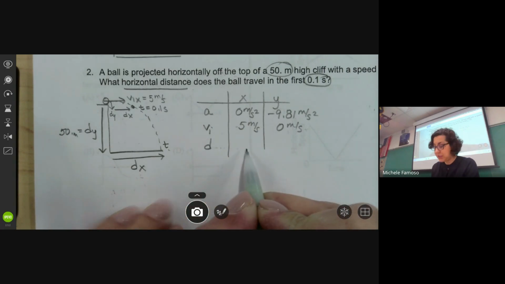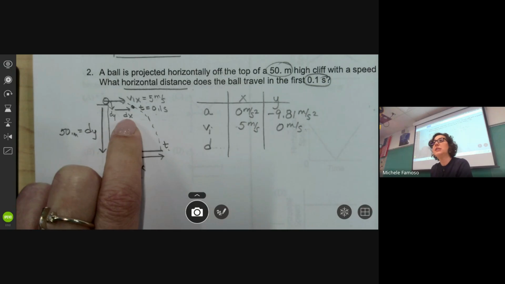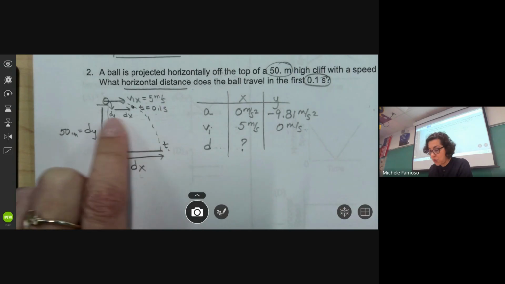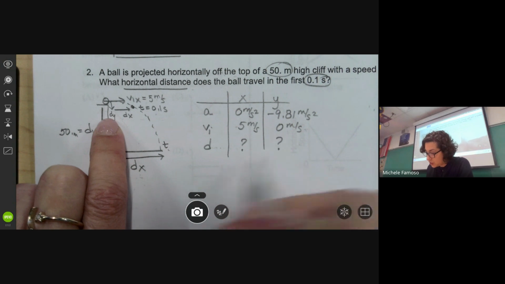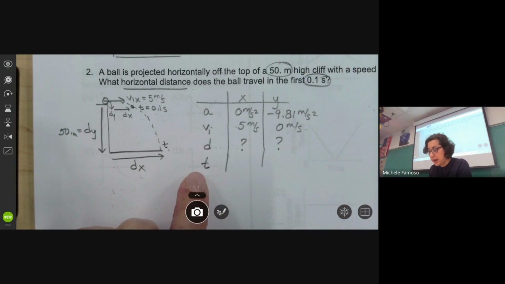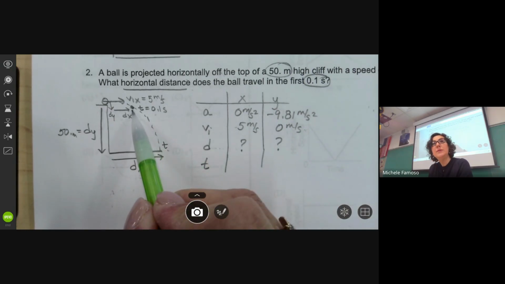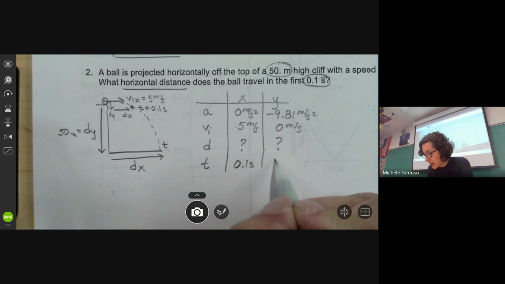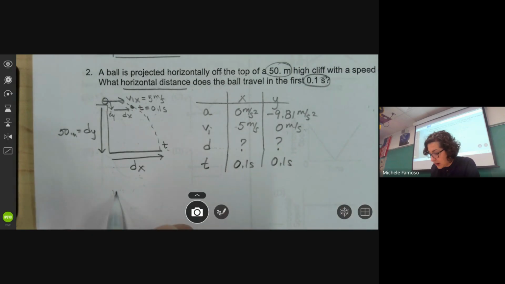Do I know what the D in the X direction is? This little arrow, Emma. Do I know that? Nope. So it's a question mark. Do I know what the DY is, that little arrow there, Blake? Nope. So that is a question mark. And finally, I add my T's. Do I know what the time is to this point, Shelley? That's right, 0.1 seconds.